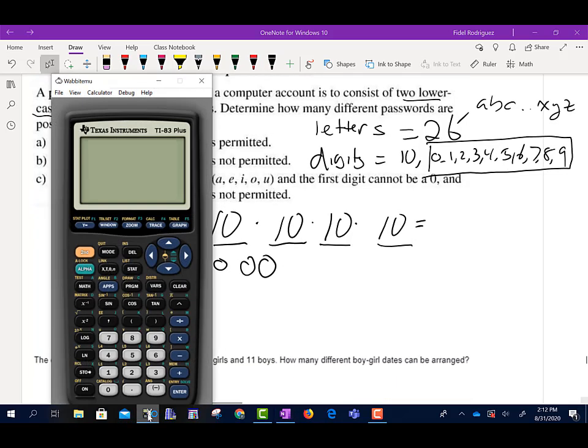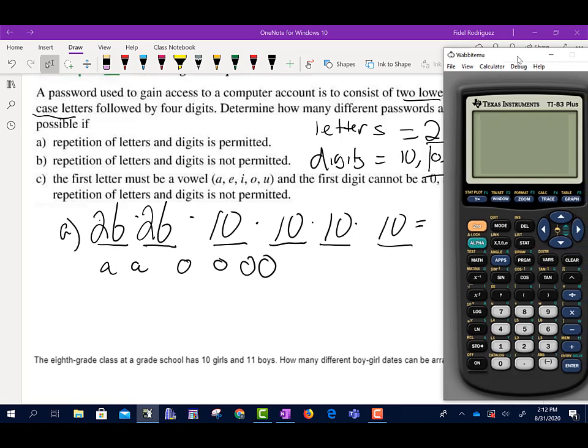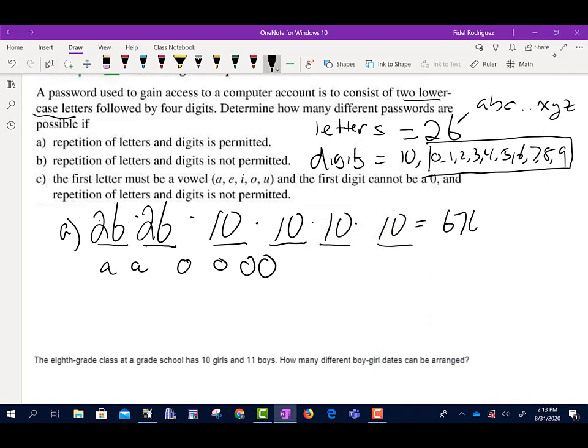Let me get my calculator coming up, turn it on, clear it out. We're going to take 26 times another 26 times 10, 10, 10, and 10 again. My answer is 676 followed by 4 zeros, so 6,760,000, right?